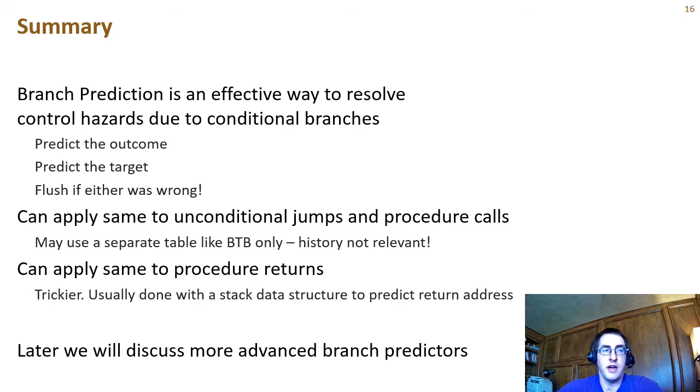So hopefully later on we'll discuss more advanced branch predictions. I hope this was a useful overview of dynamic branch prediction for you.